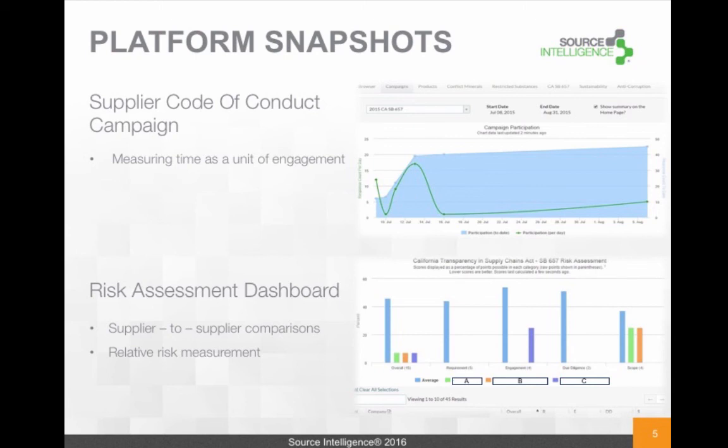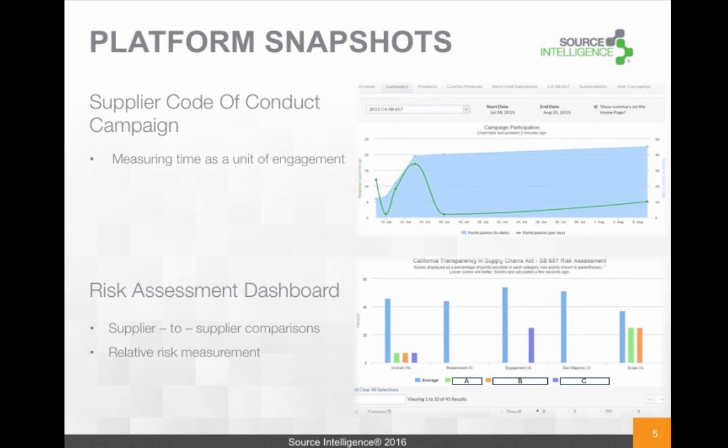Utilizing technology coupled with a 24/365 supplier engagement team can be a very powerful way to overcome this challenge. And here at Source Intelligence, we've got a number of years of experience, lots of lessons learned, and we built up some best practices behind the way we do supplier engagement.